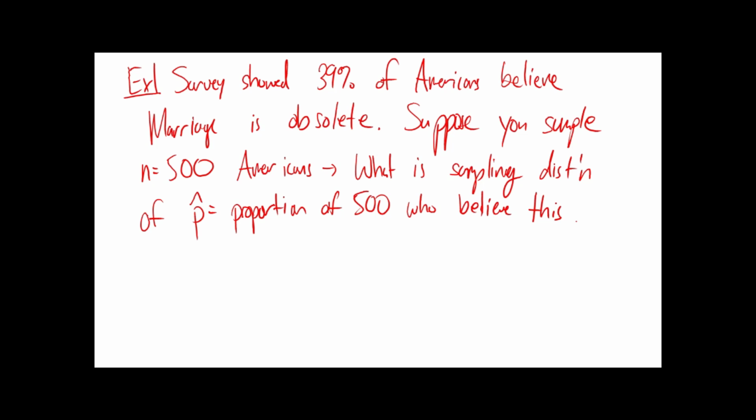So ideally, we're going to try to use the central limit theorem. Before we use that, though, we need to do a sample size check. So the first thing we do is check our sample size. Is 500 enough? So what we check is n times p times 1 minus p. We believe 39% think it's obsolete, which means 1 minus that would be 61%. What does that come out to be? 500 times 0.39 times 0.61.